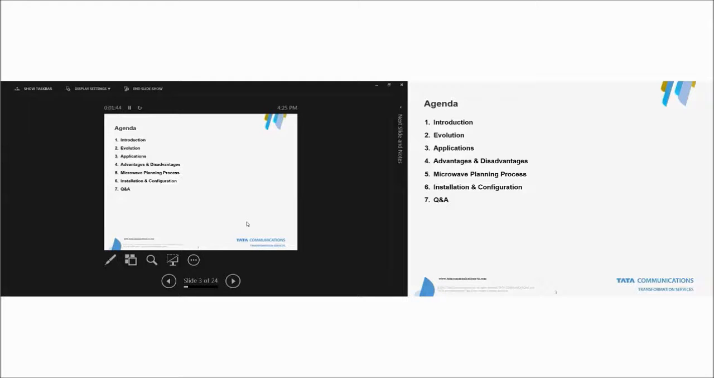The agenda of today's session: we will be seeing what is microwave, how it evolved, where it is applied, and the advantages and disadvantages of microwave transmission. And in the microwave planning process, we will be seeing how a microwave link will be planned, and the installation and configuration of a microwave link.